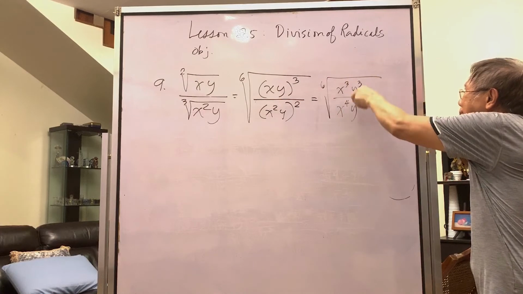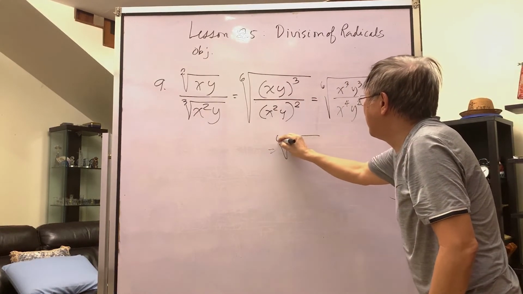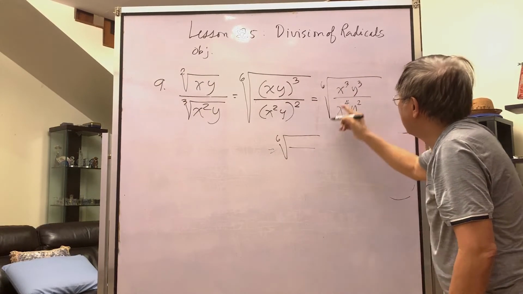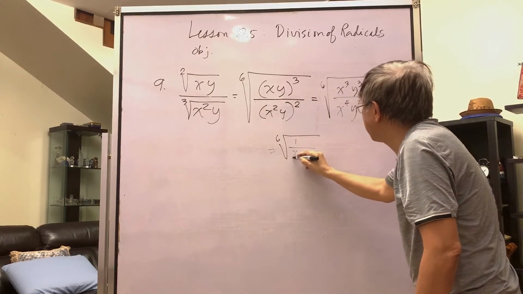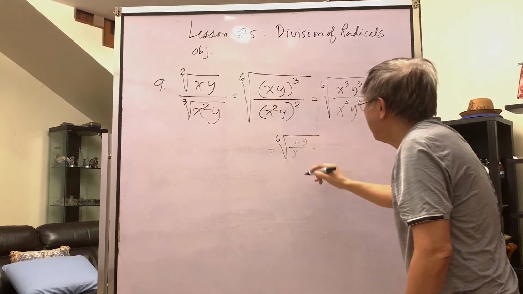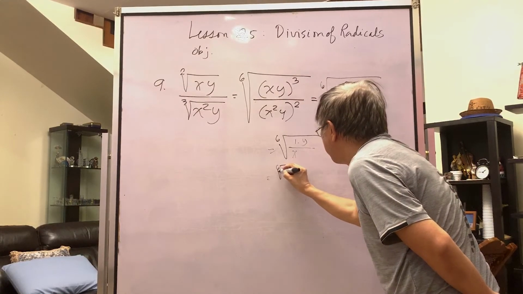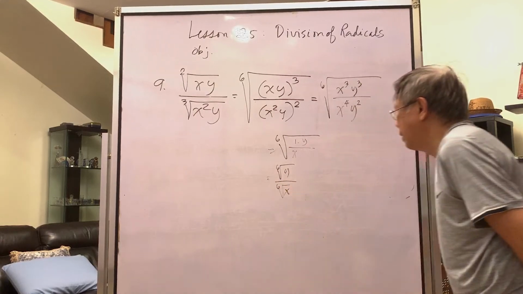Here, we can cancel this if you want. Before we rationalize, I can have this actually x cubed and x to the 4th division. Power of a quotient will give me 1 over x, and this will give me y on the numerator. In other words, I can now write this as 6th root of y over 6th root of x.